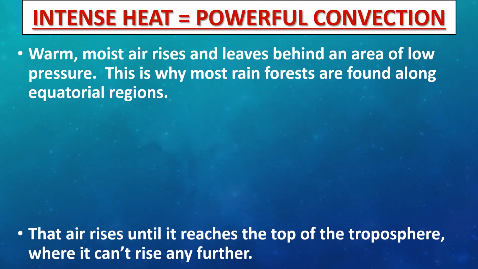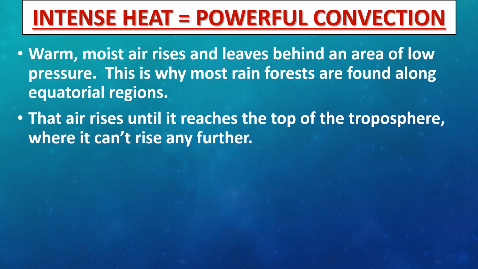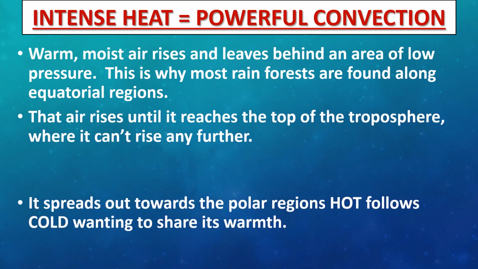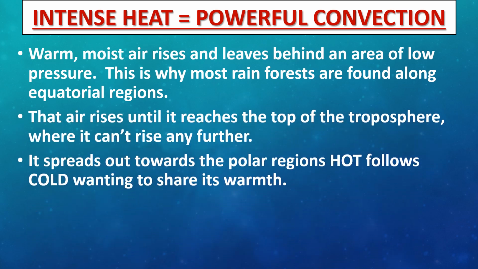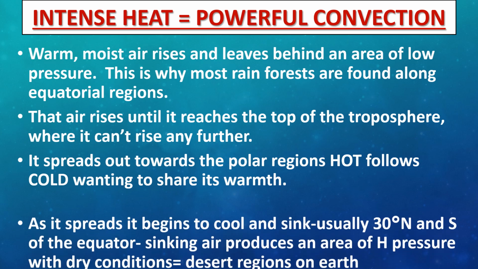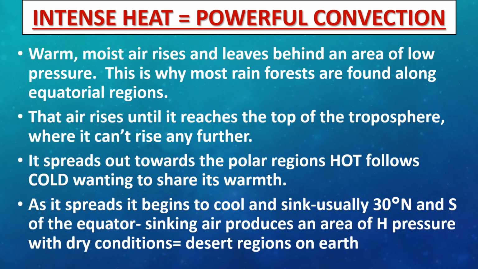So intense heat is going to equal powerful convection. So at the equator, where the energy is much higher, you're going to have a lot more convection going on. So warm, moist air rises and leaves behind an area of low pressure. This is why most rainforests are found along equatorial regions.